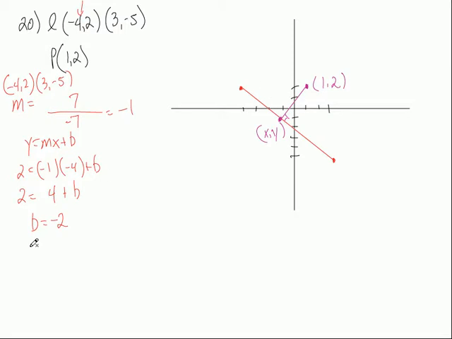Let's write the equation of this red line now. Y equals, the slope is negative 1, x minus 2. Put that in a box, hang on to it for just a second, and we'll come back to it and use it. You with me on that?